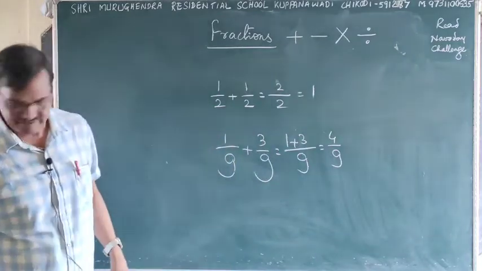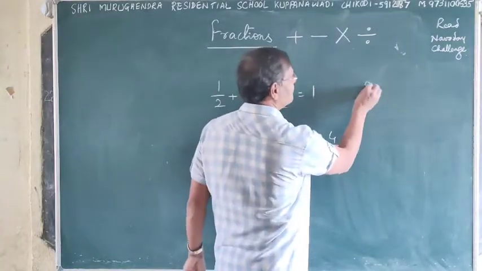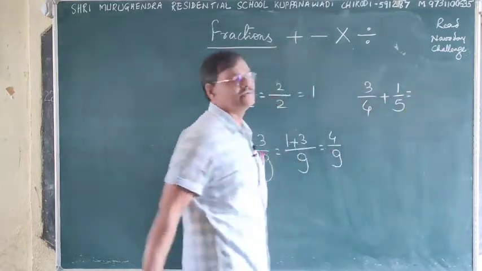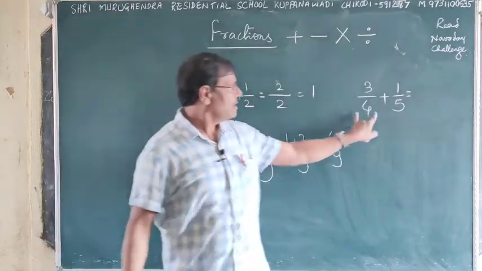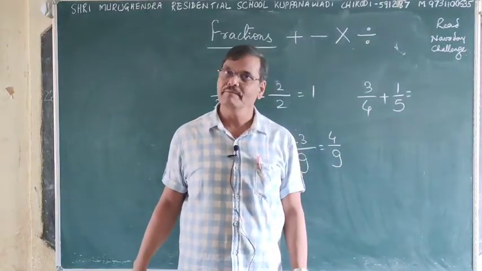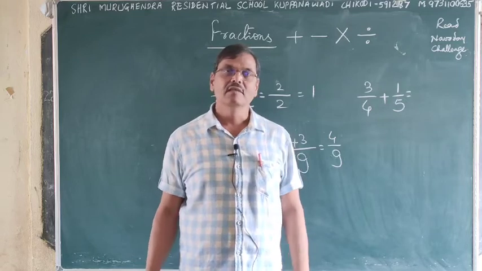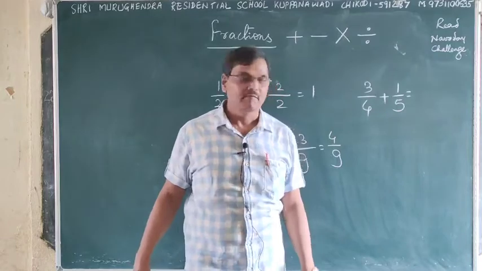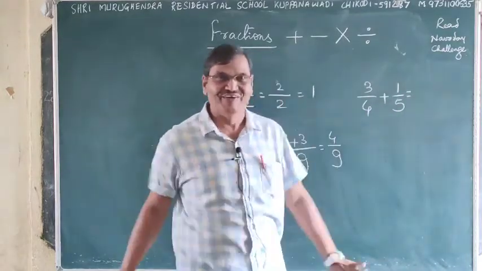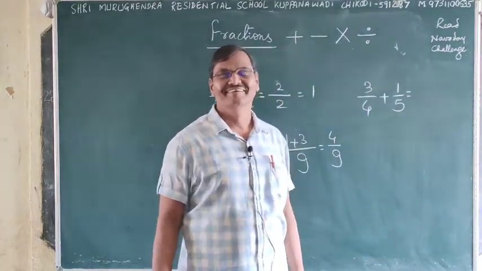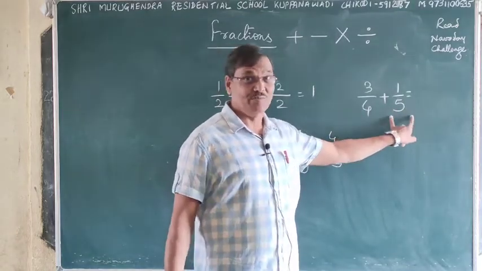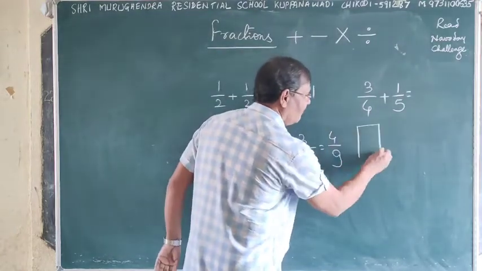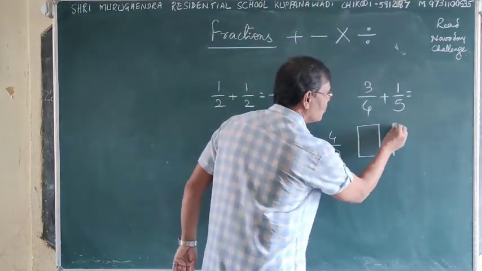Okay, see. 3 by 4 plus 1 by 5, if it is given. Here the denominators are not the same. Then from 4, 3, from 5, 1, from 9 how much? No, it is not so, because the two parts are not equal, isn't it? See, from 5, 4, two different parts are there.